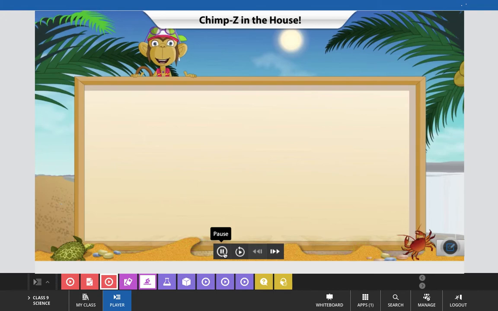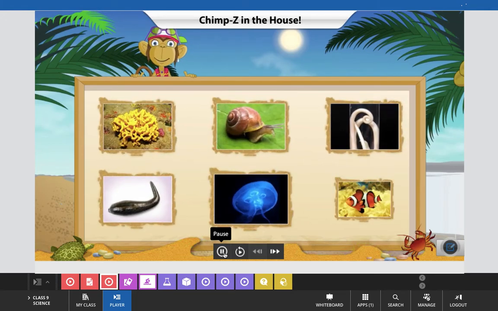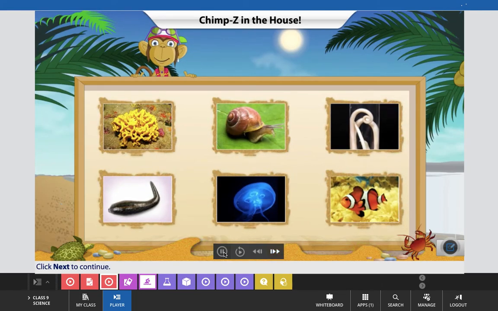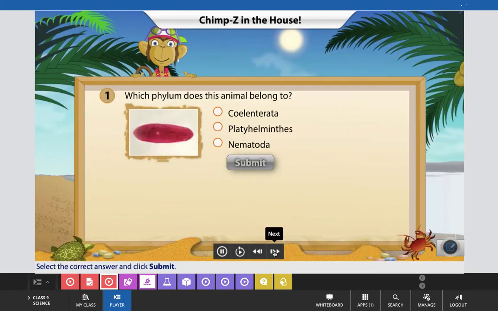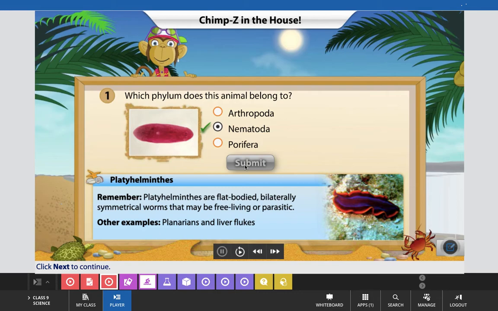Hey there! Let's have some fun with this animal quiz. Yes, in this quiz, we attempt these questions. Which phylum does this little creature belong to? Select the correct option and click submit. Platyhelminthes, and due to some error it is showing that, but we have correctly submitted Platyhelminthes, and here it is showing Right.